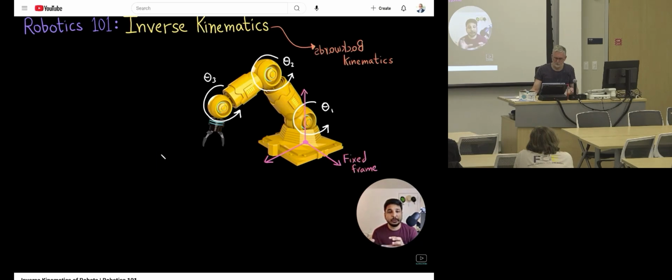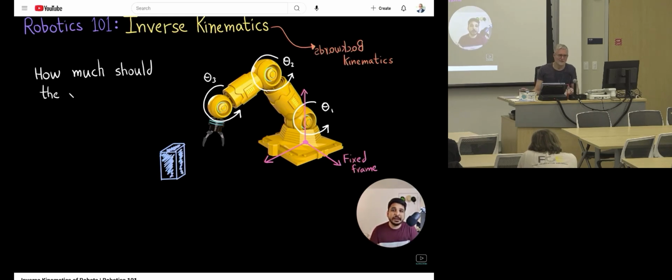That's the world frame. There is an object that this robot needs to pick. So the question is, how much should I draw the blocks? It better do motors rotate in order to bring the gripper to grab the object?